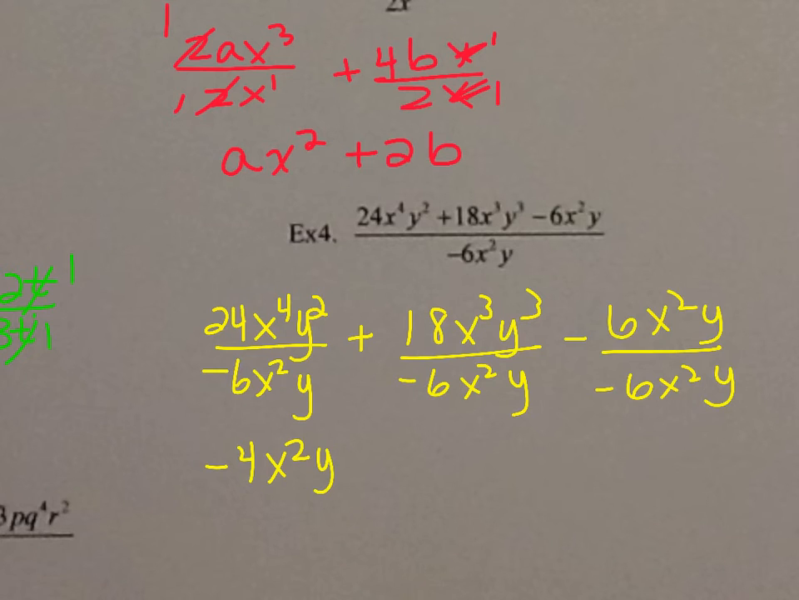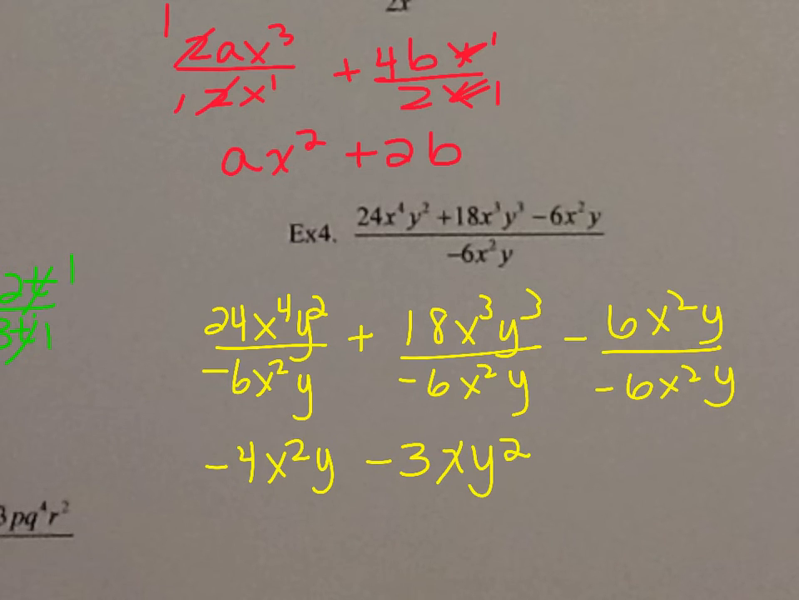And then we have y to the second divided by y to the first is just y. Okay, on to the middle terms. Positive 18 divided by negative 6 is negative 3. X to the third divided by x squared is just x. And y to the third divided by y is y to the second.